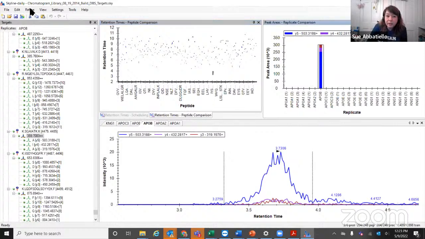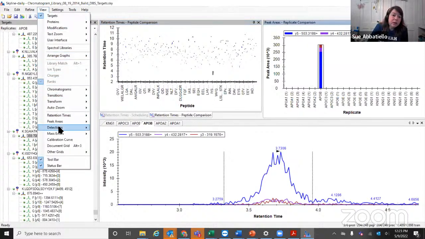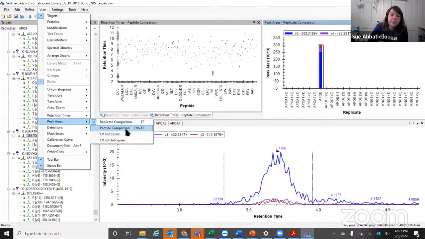In the peak area plot, if we go to View, there are also a lot of different ways it can be plotted. For the replicate comparison, this is the view that we're observing right now. It's most ideally used when you are targeting the same peptide over a number of runs and you want to see how it changes over a number of runs. In this particular Skyline file, every run is for a different protein, so this view is not so useful for us in this setup.